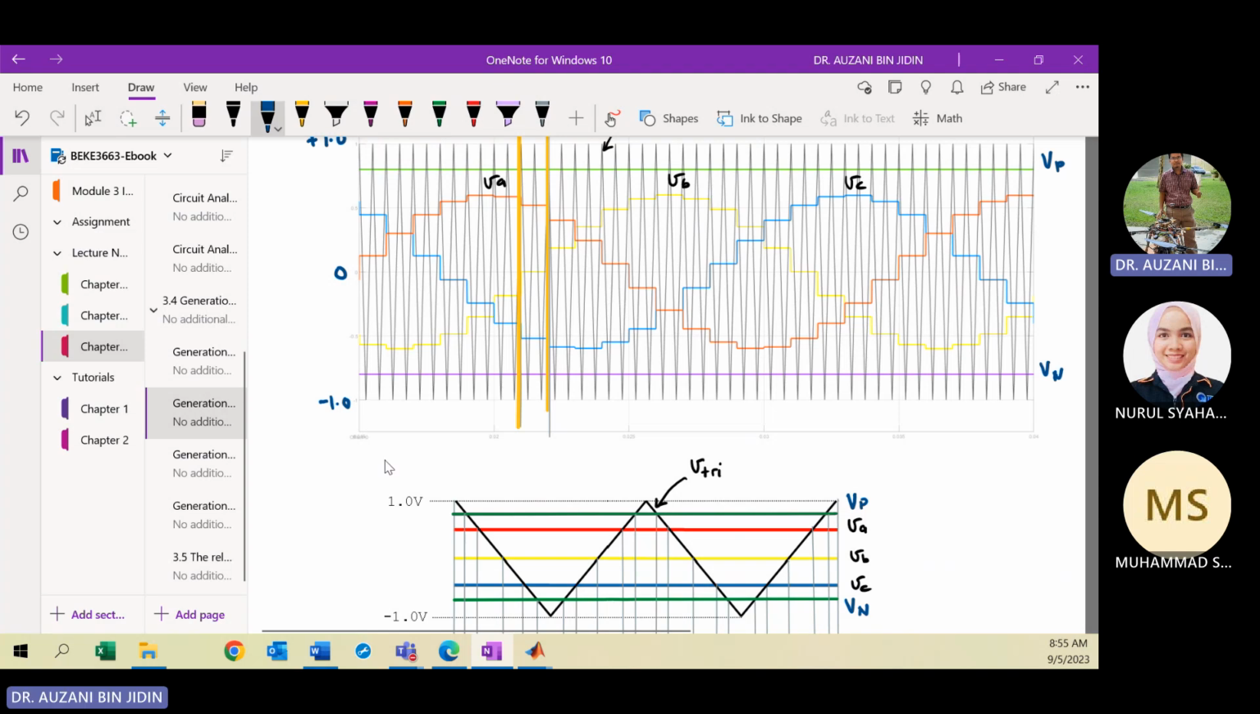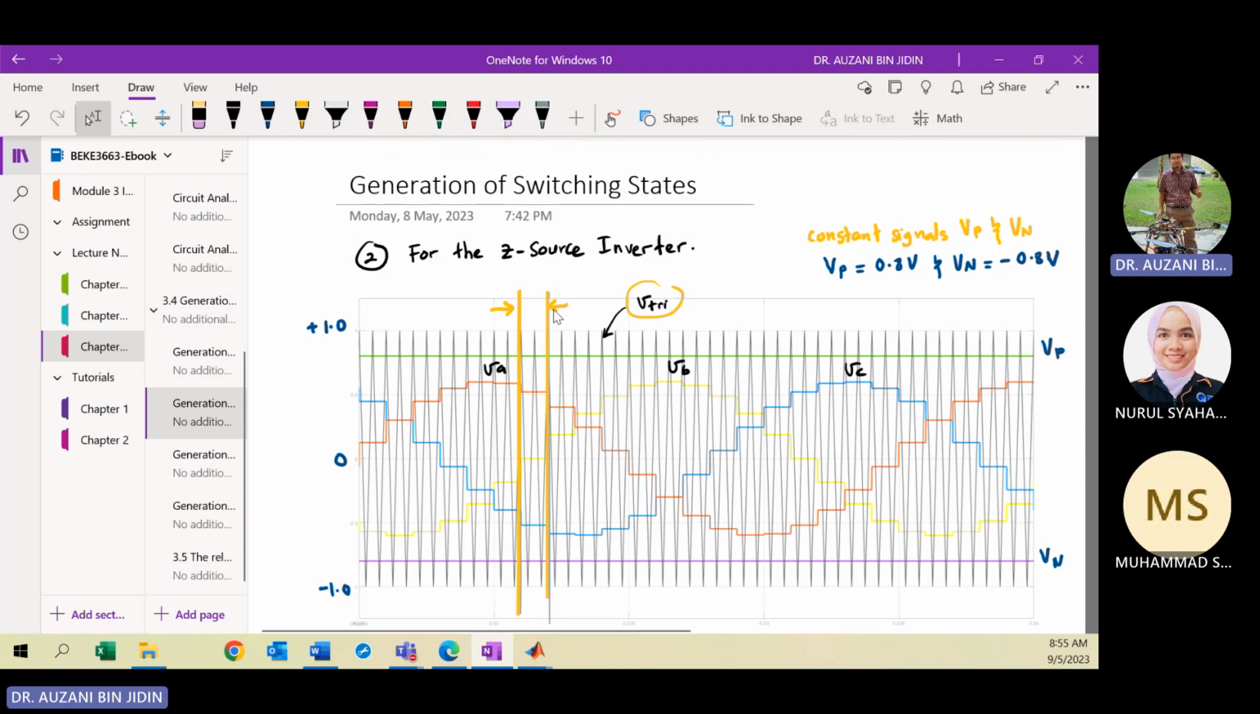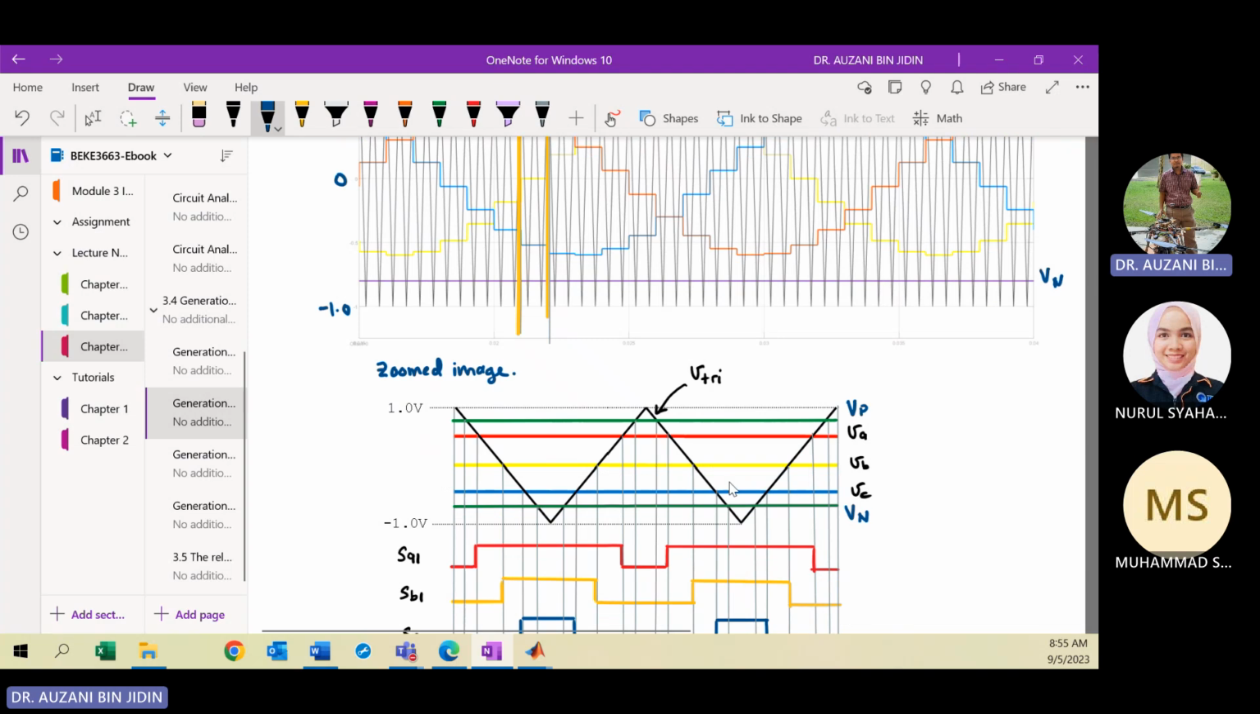So maybe we try to magnify the interval. This is the zoom image for the interval. Okay, we focus on this interval. The red is highest, then the yellow, and the blue color is the minimum value. So maybe you redraw by focusing on this interval.